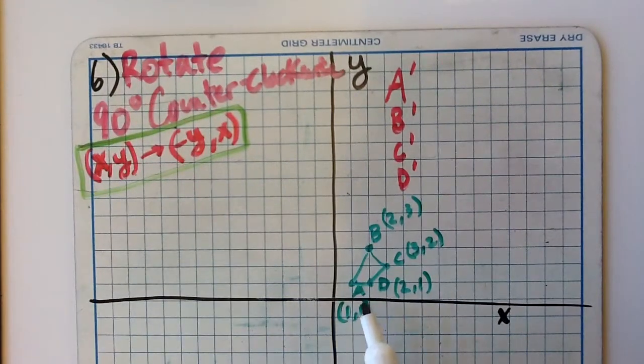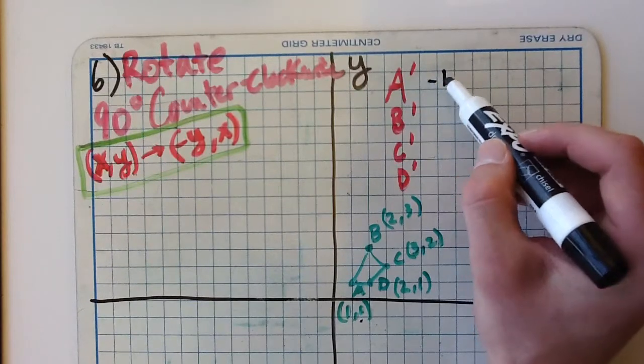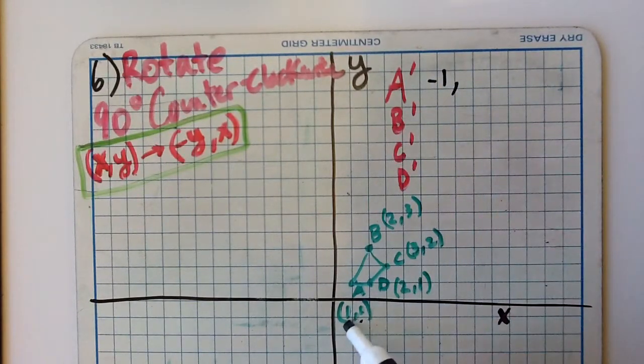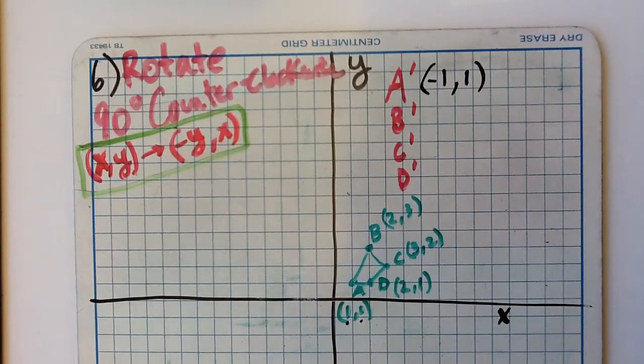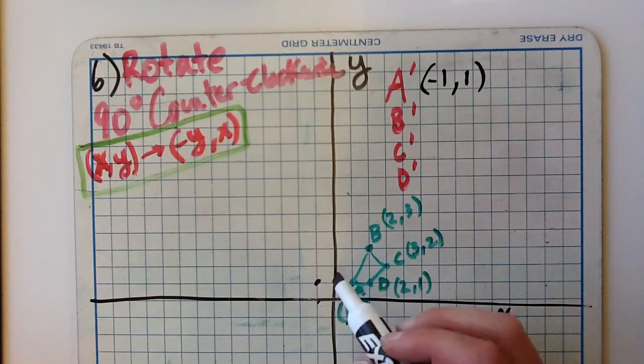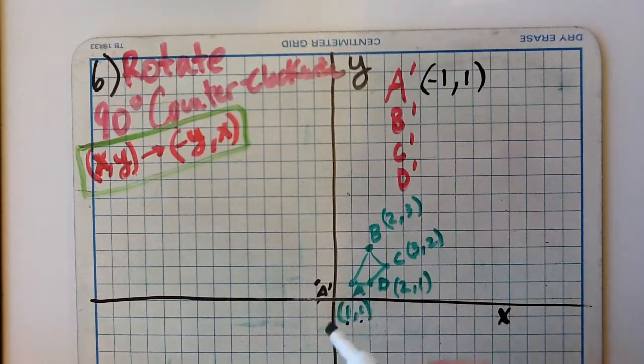Alright, so let's start with point A. Point A is at 1, 1. So you're going to take the opposite of the Y coordinate, which is 1. The opposite of that would be negative 1, and keep the X coordinate. The X coordinate becomes the Y coordinate in the image. So A prime is at negative 1, 1. This would be A prime.